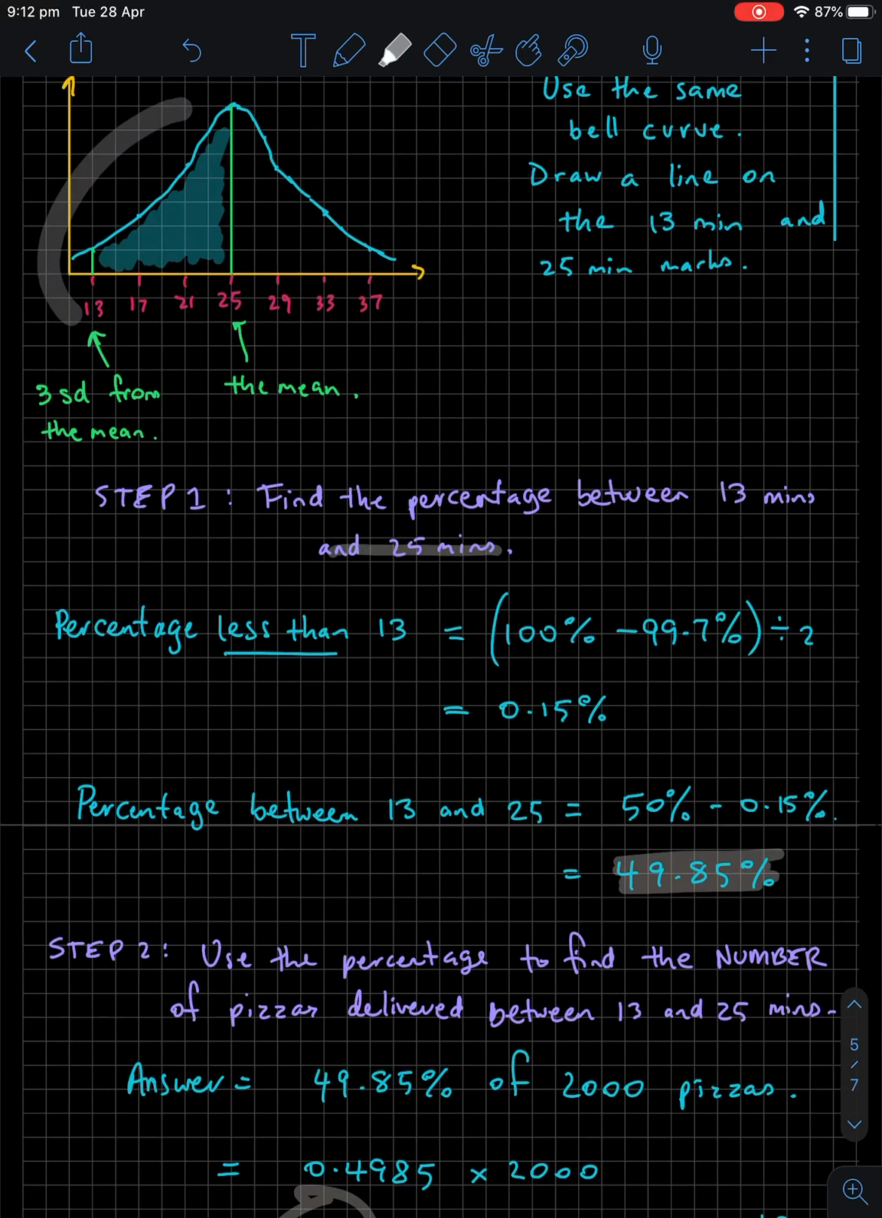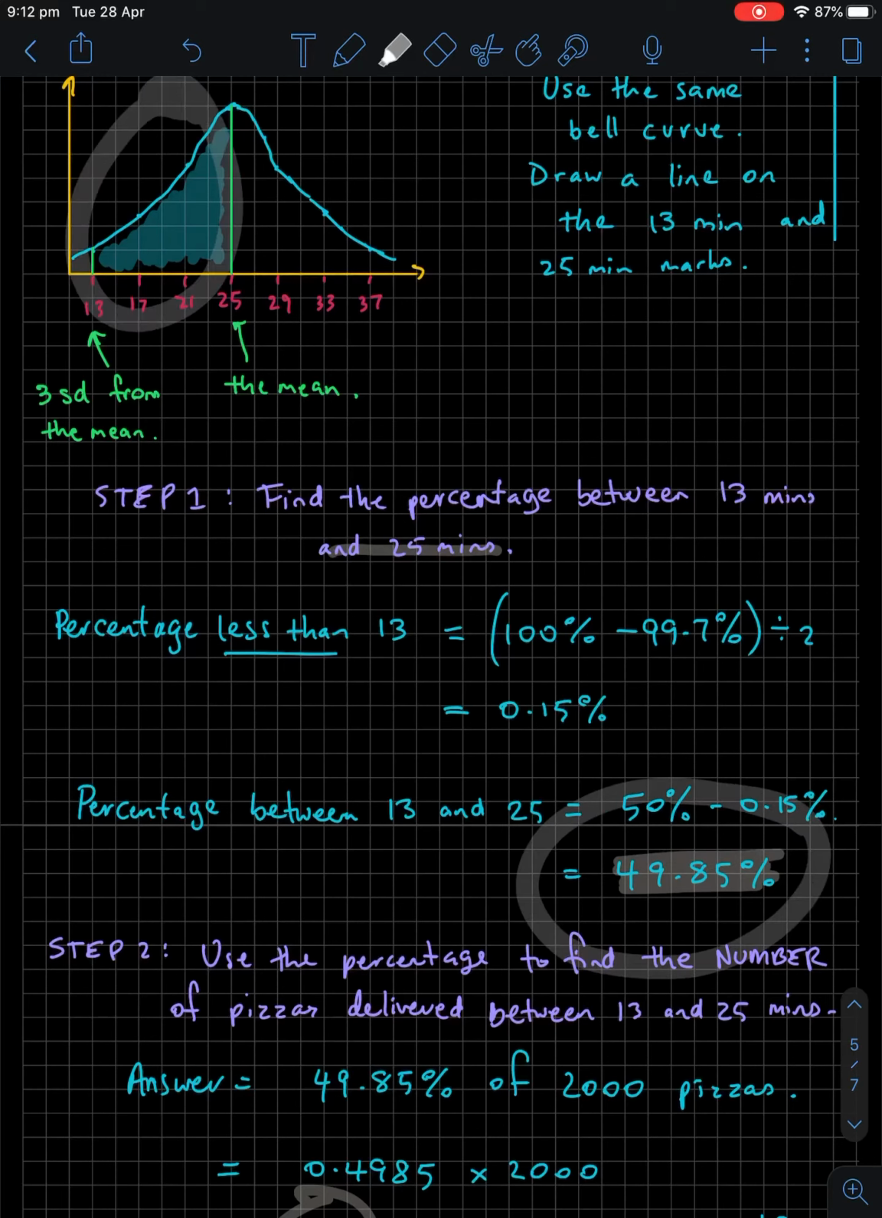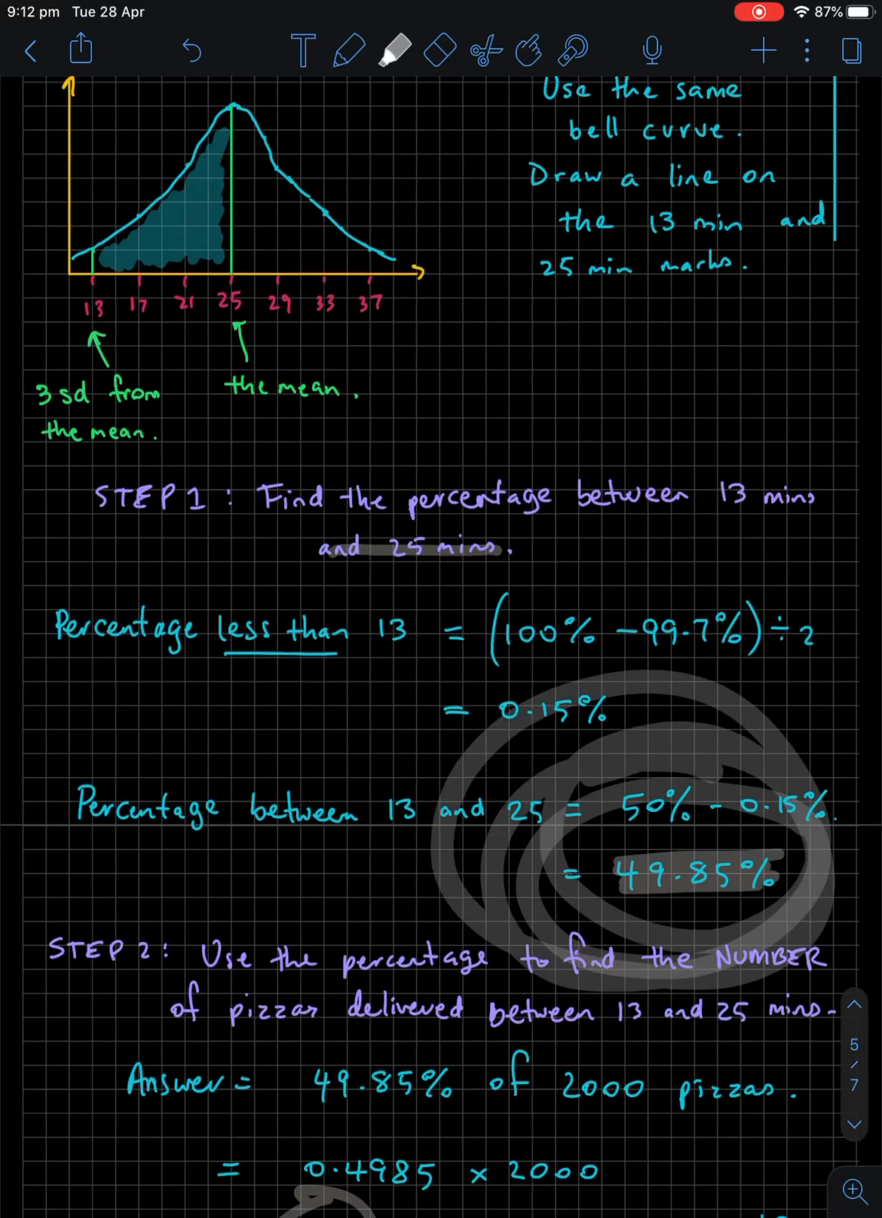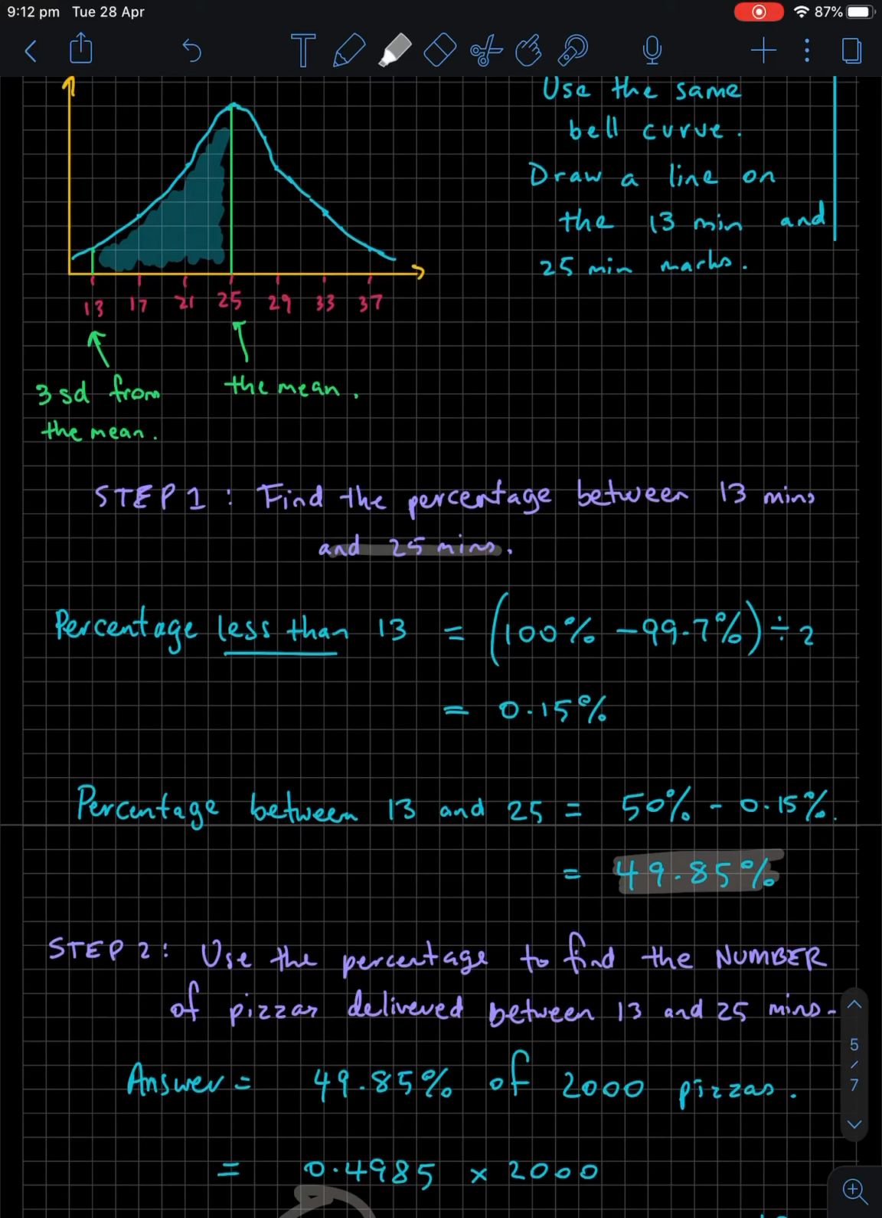And then we can go 50%, take away that little section. So 50% take away the 0.15% leaves us with 49.85%. That is this blue coloured shaded area. Really important to be able to find out that percentage. That is critical to finding your answer. We don't want the percentage, however.